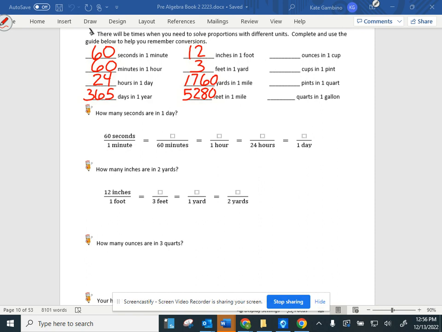All right, now baking. How many ounces are in a cup? 8. How many cups in a pint? 2. How many pints in a quart? 2 pints in a quart. How many quarts in a gallon? That one is our 4.